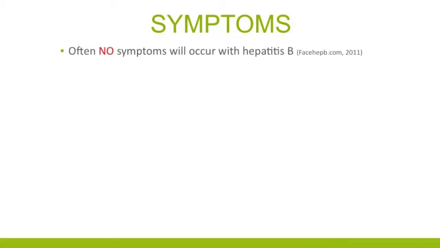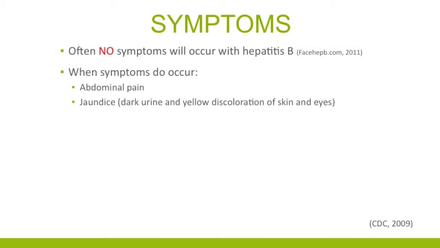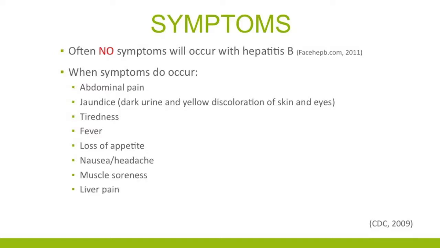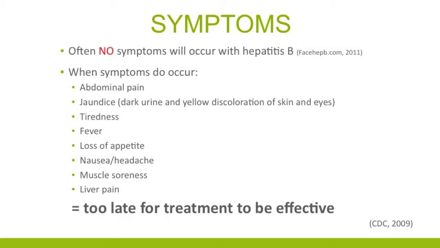Oftentimes, hepatitis B has no symptoms. When symptoms do occur, they can include abdominal pain, jaundice or yellowing of the skin, tiredness, fever, loss of appetite, nausea, headache, muscle soreness, and liver pain. When symptoms do occur, it is often too late for treatment to be effective.